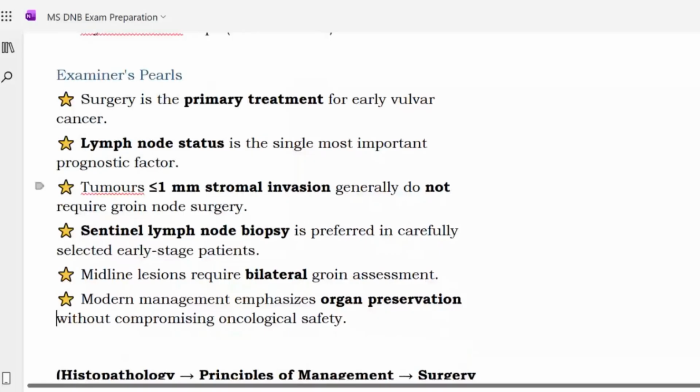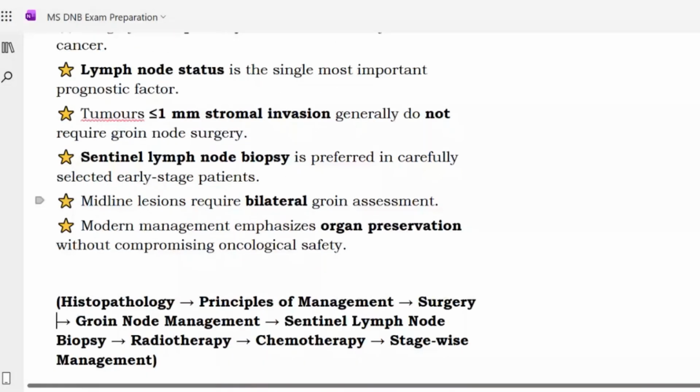Okay. So from examination point of view, surgery is the primary treatment for early vulvar cancer. Lymph node status is the single most important prognostic factor. Tumor less than or equal to 1 millimeter stromal invasion generally do not require groin node surgery. Sentinel lymph node biopsy is preferred in carefully selected early stage patients. Midline lesions require bilateral groin assessment. Modern management emphasizes organ preservation without compromising the oncological safety.